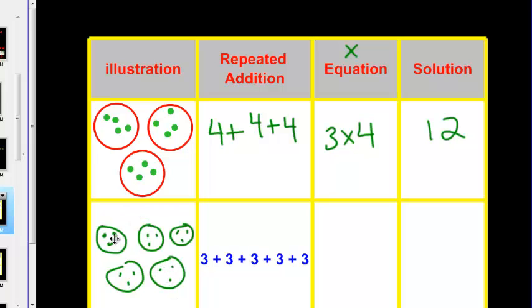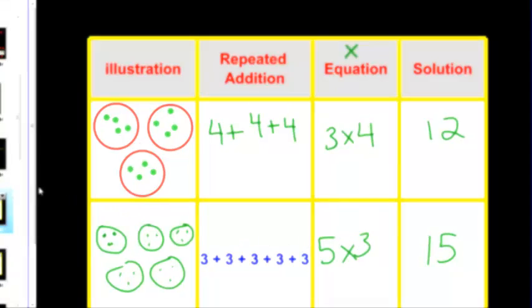Let's just double check it. I have 1, 2, 3, 4, 5 3s, and if I count them all, that gets me 15. I can put my solution in. But what's my multiplication equation? It's going to be 5 groups, because I have 5 of the groups, and I have 3 in each one, so it's going to be 5 times 3.